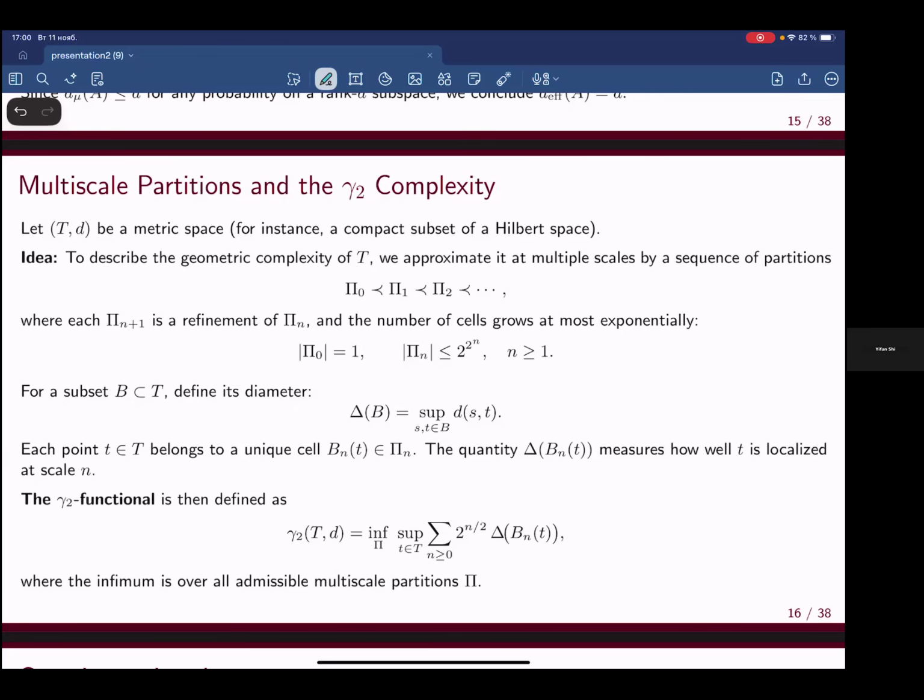I see. So the inequality exactly comes from your construction. And that's all equal to 2 to the power 2^n. I see. Thanks. And we define the diameter, which is the supremum of the distance between points in our subset B.